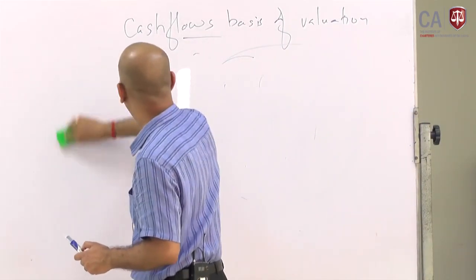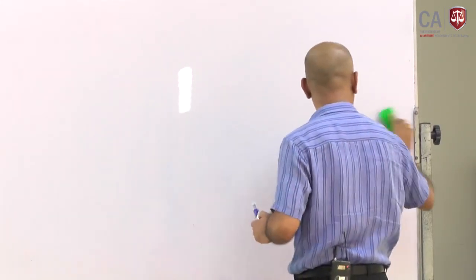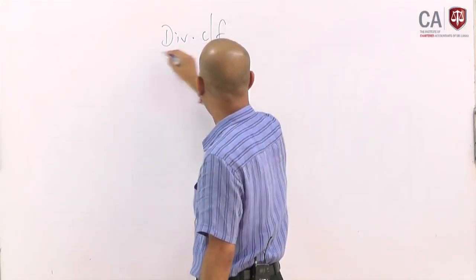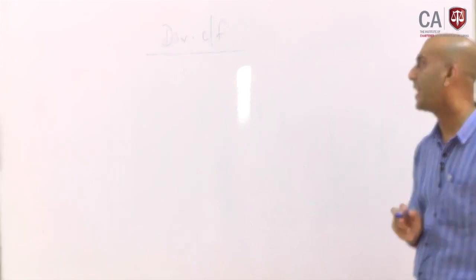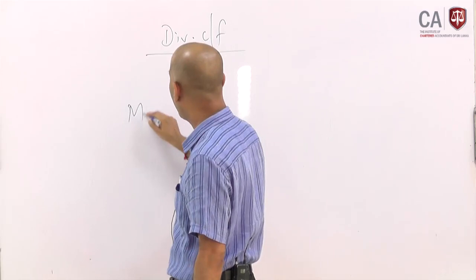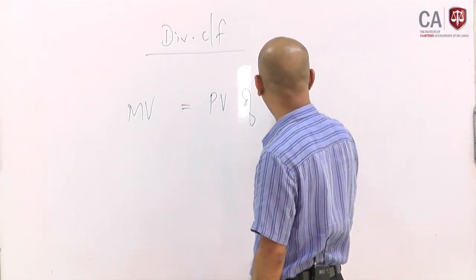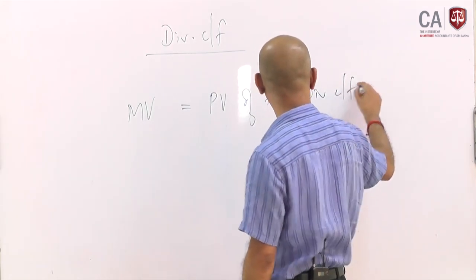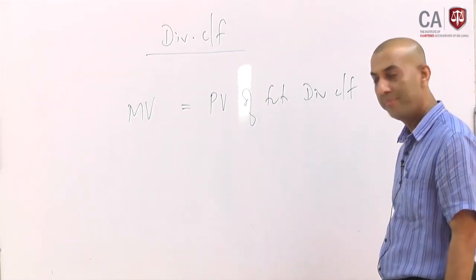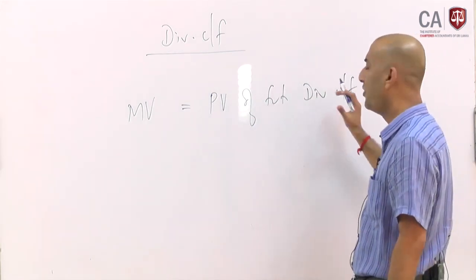Then moving on to the dividend cash flow method under the cash flow basis. What is this method of valuation? It says your market value equals the present value of future dividend cash flow. So market value is based on the present value of future dividend cash flow.